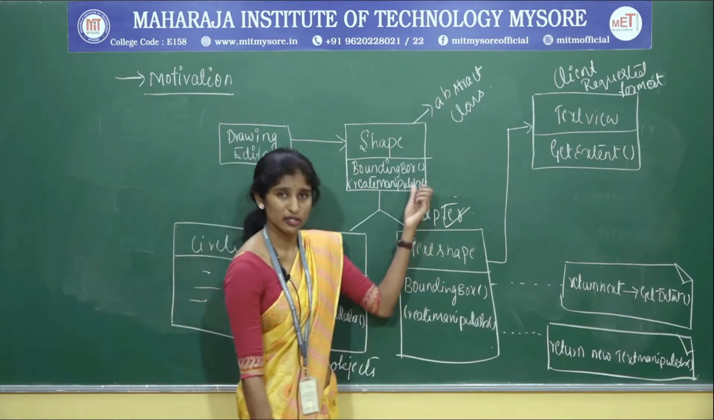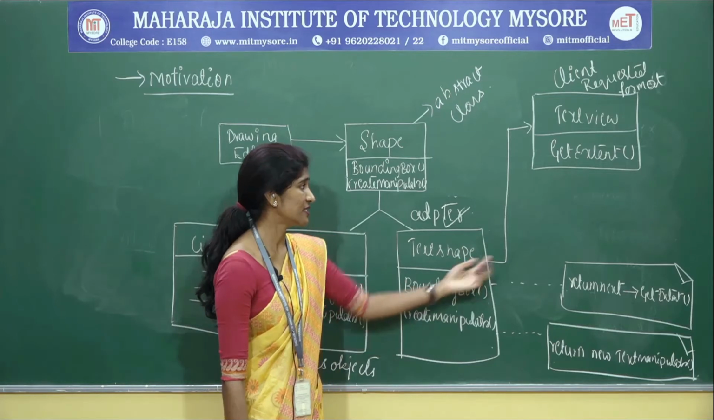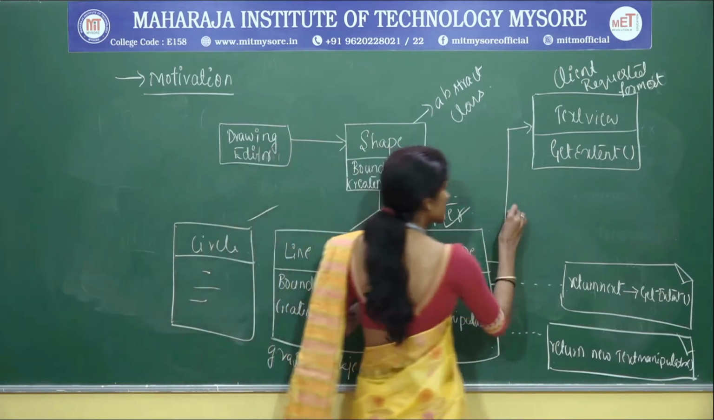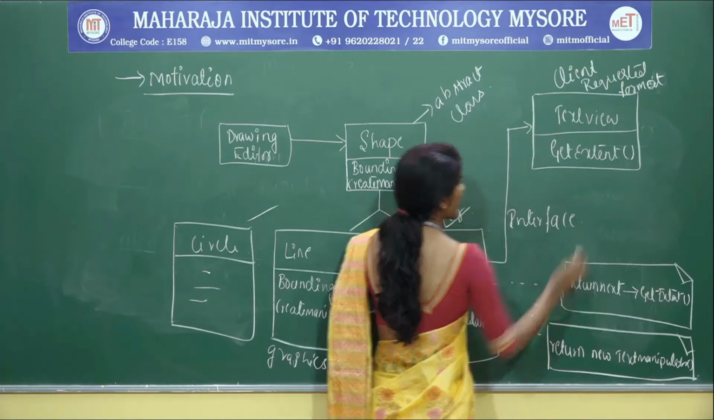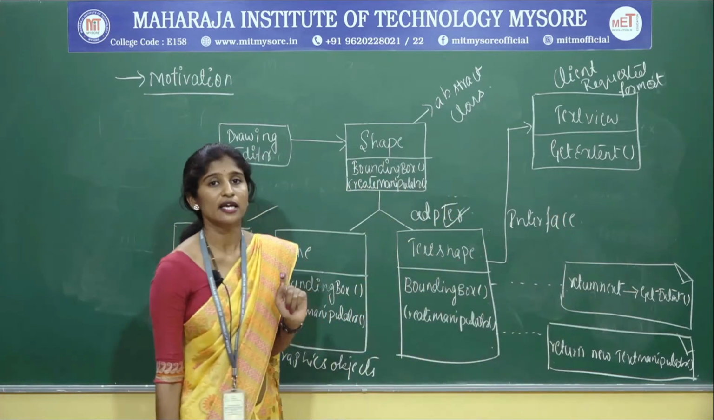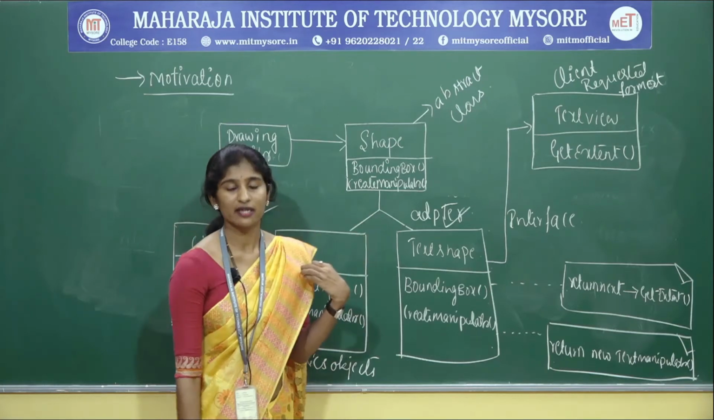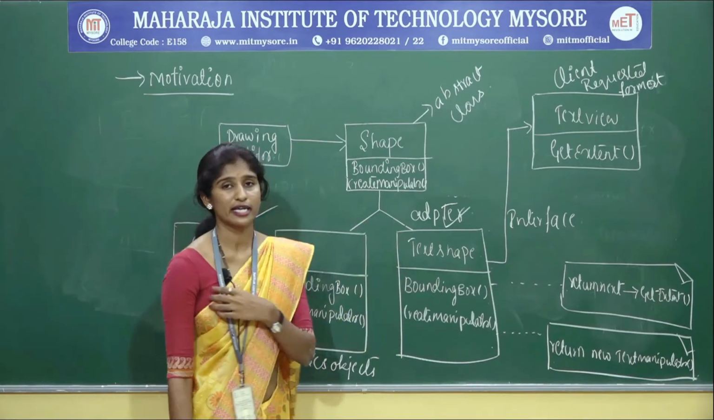So that gives the interface. It is an interface, actually. Using this interface, we have got the text view class, and that implements it. It is going to use the get extent method.